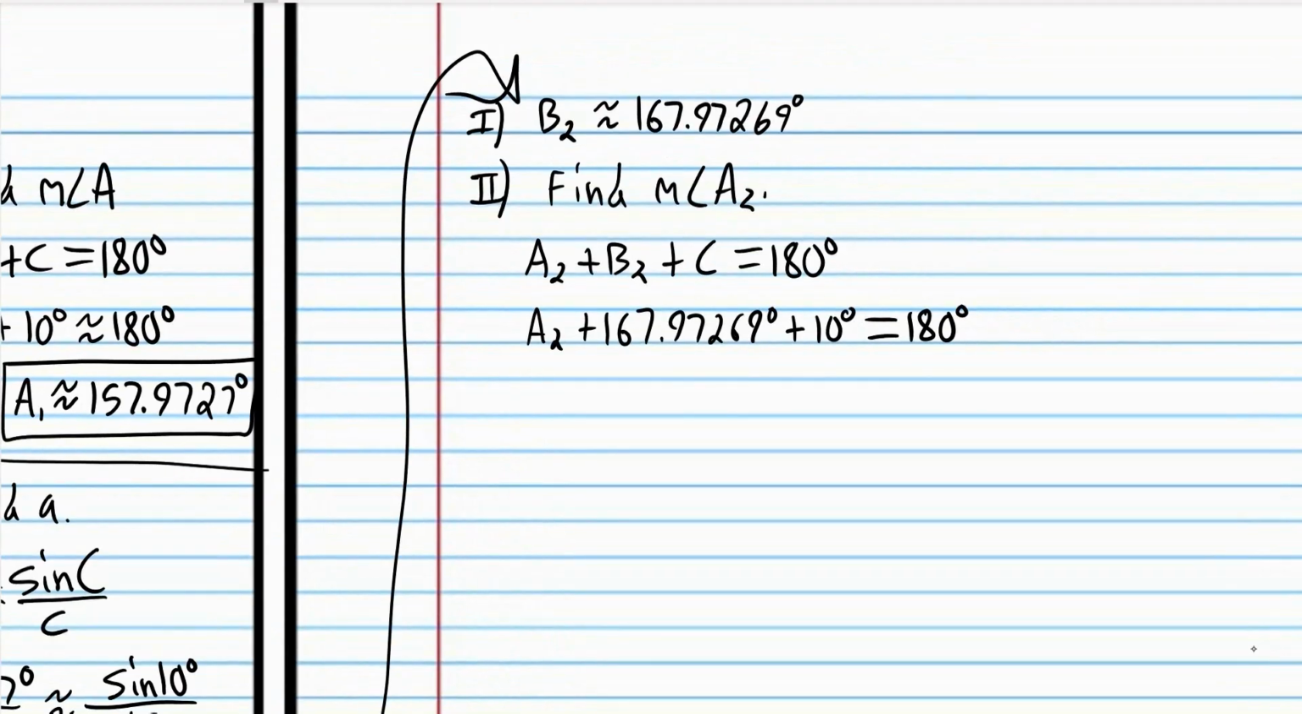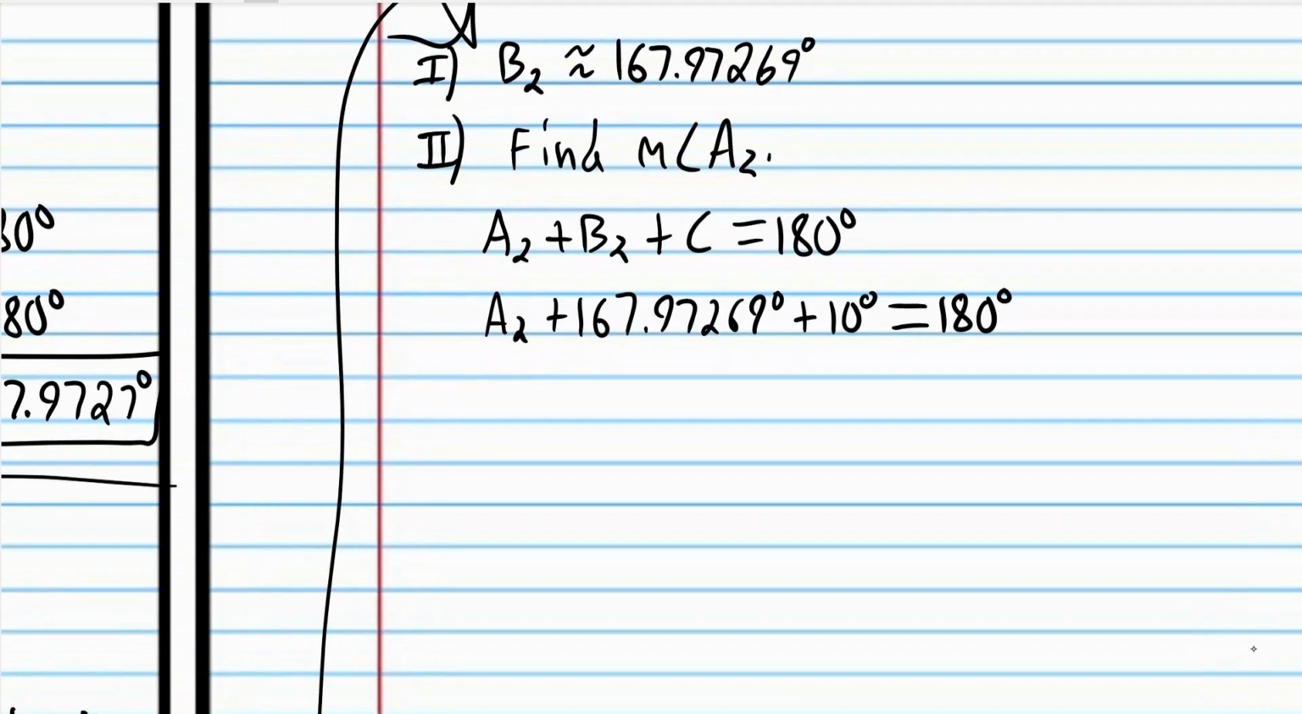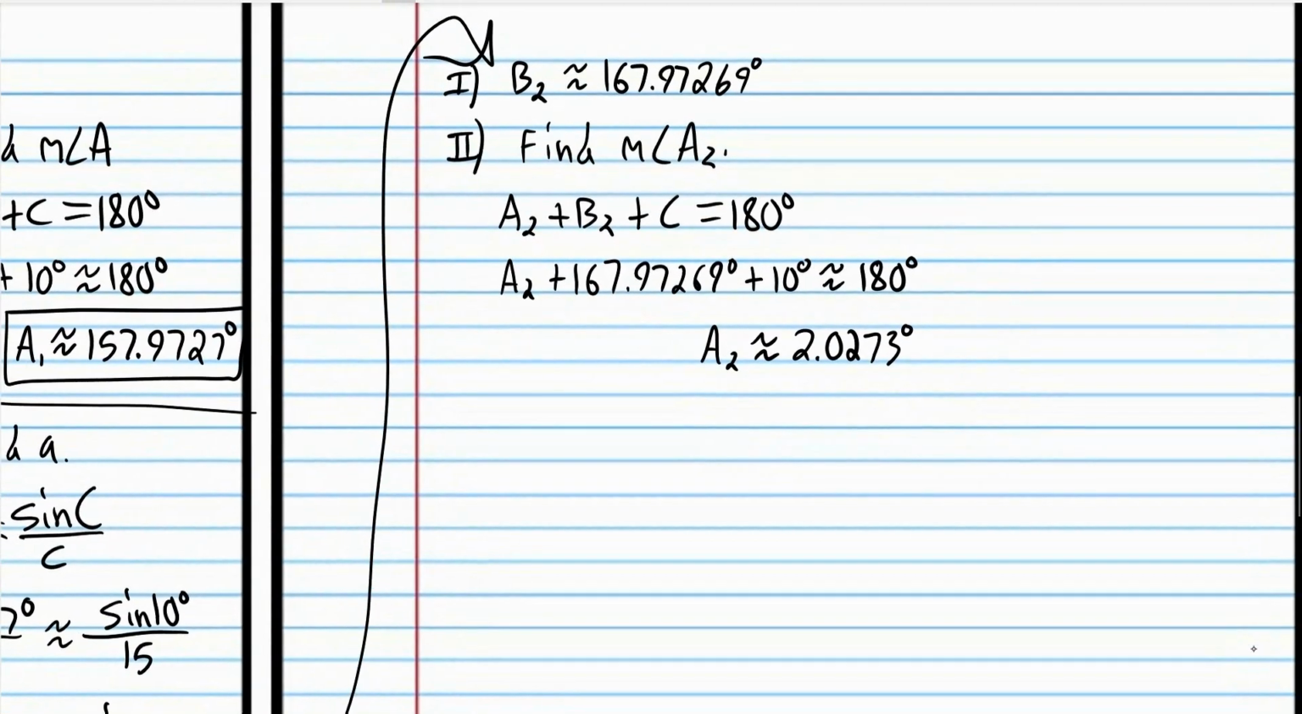180 minus 167.97269 and minus 10. And the measure of A2 is approximately equal to 2.0273 degrees, and we can keep that number on our calculators, and technically this should be approximately equal to, I always forget that. So that is one of our angles that we're looking for.